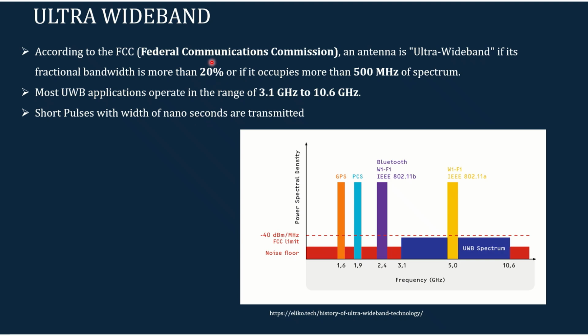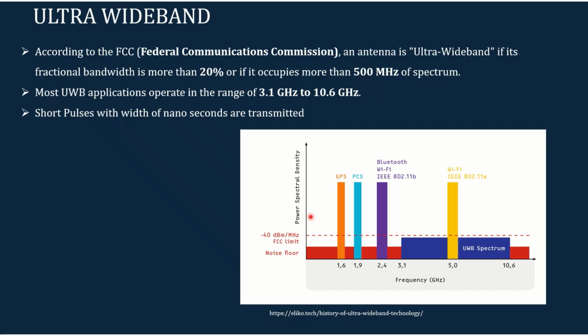According to the Federal Communications Commission, an antenna is defined as ultra-wideband if its fractional bandwidth is more than 20% or if it has a bandwidth of 500 megahertz. So if either of these conditions is satisfied, we can say an antenna is ultra-wideband. In most cases, ultra-wideband works from 3.1 to 10.6 gigahertz.